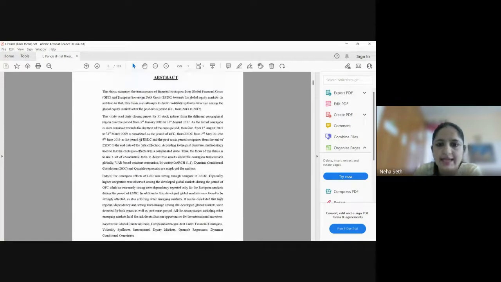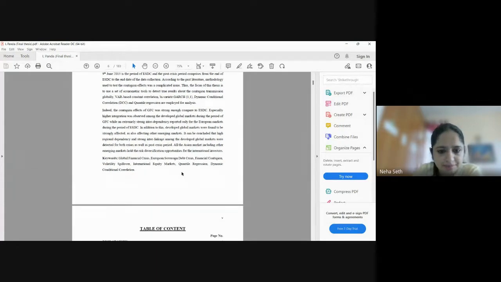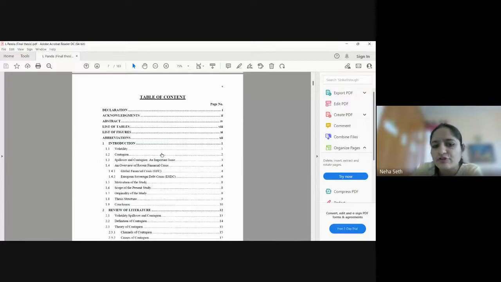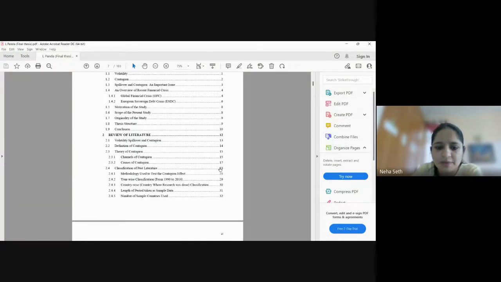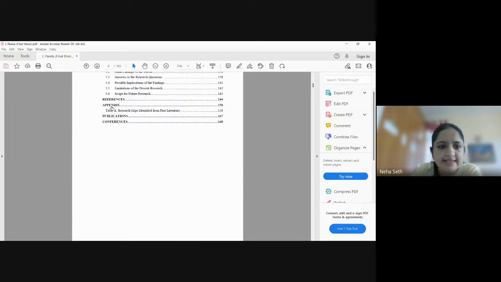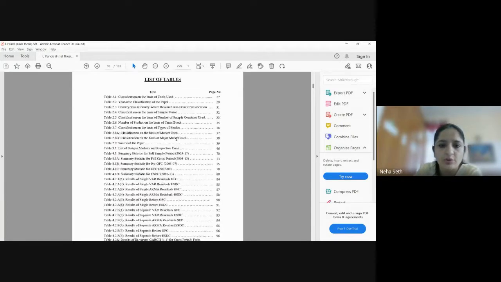Okay, so you can see in this one page, he has given the complete abstract: the introduction, the data, the time period, the names of tests which are mentioned here, the results. Okay, and the brief about the conclusion of the thesis. Okay. Then the table of contents, it includes the index. Again, the beginning pages are there, the chapters, subheadings with the page numbers. And at the end, references, appendices, publications, and conferences that came out of this thesis.